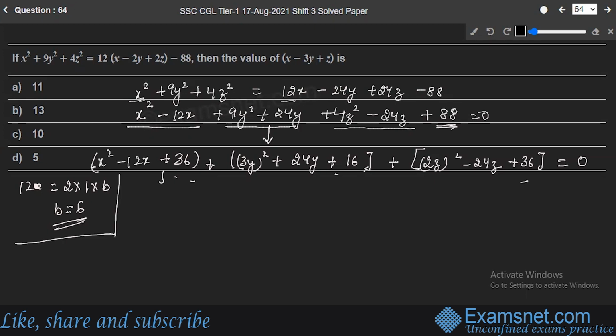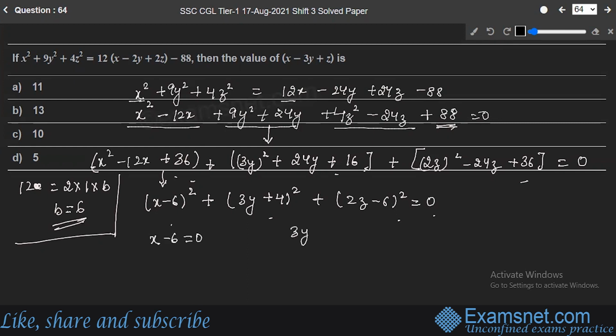So now this becomes x minus 6 whole square plus 3y plus 4 whole square plus 2z minus 6 whole square is equal to 0. Right? So you are having three perfect squares, and the sum of the perfect squares is 0. This is possible only if you have x minus 6 equal to 0, and 3y plus 4 equal to 0, and 2z minus 6 equal to 0.